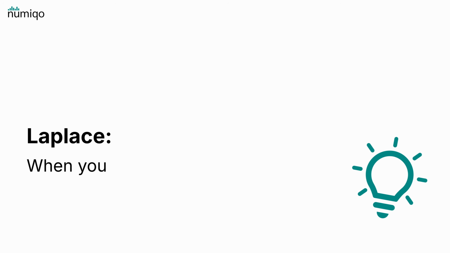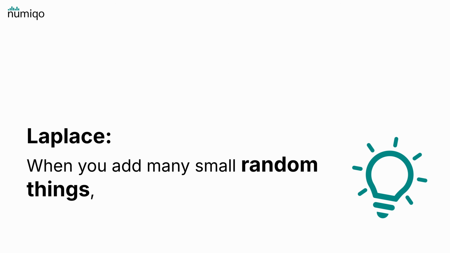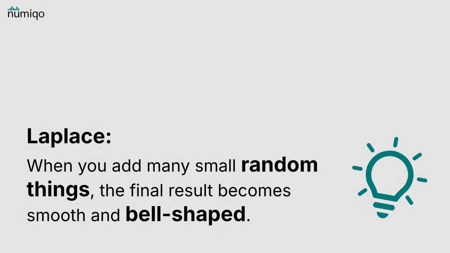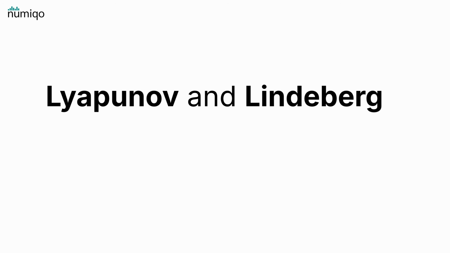Laplace looked at de Moivre's idea and said, cool, but what if it's not only coins? What if it's many kinds of random things? Laplace pushed the idea much further and made it more general. When you add many small random things, the final result becomes smooth and bell-shaped. And finally, mathematicians like Lyapunov and Lindeberg made it more precise and stronger.